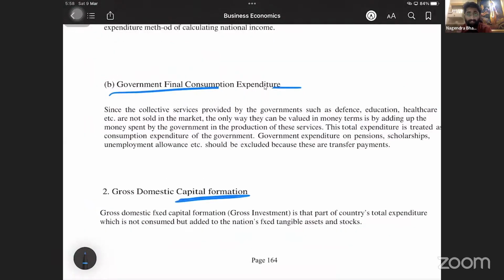There is something called capital formation. There we have to include that because it is an investment activity. That's why we are not including it here. We are including it in investment. Capital formation, we are including that.